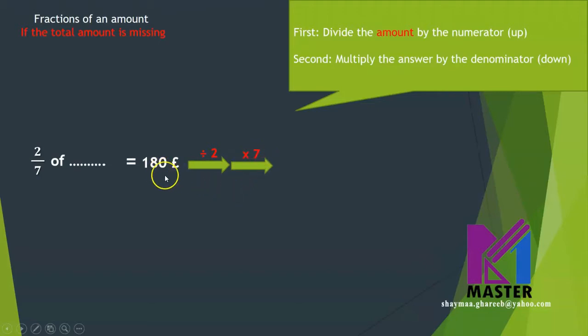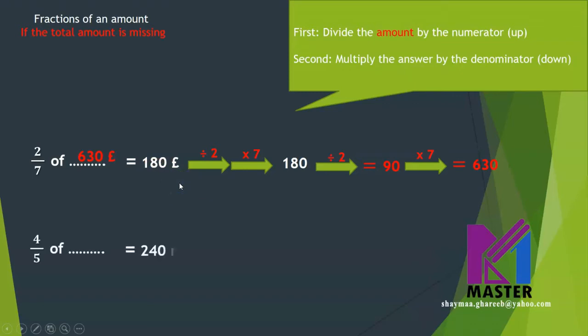So now let's do it. 180 divided by 2 equals 90. Then 90 times 7. 7 times 9 equals 63. So 90 times 7 will be 630. So 2/7 of 630 pounds equals 180 pounds. Is this clear? Now, the next example, I want you to do it by your own.